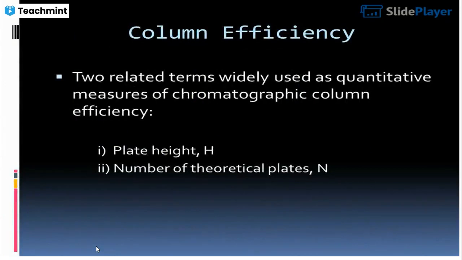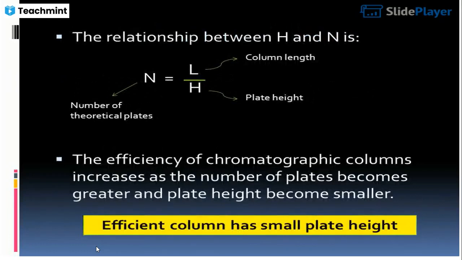One, plate height, H. Two, number of theoretical plates, N. An efficient column has small plate height. The relationship between H and N is N equals L over H, where L is the column length and H is the plate height. The efficiency of chromatographic columns increases as the number of plates becomes greater and plate height becomes smaller. N is the number of theoretical plates.